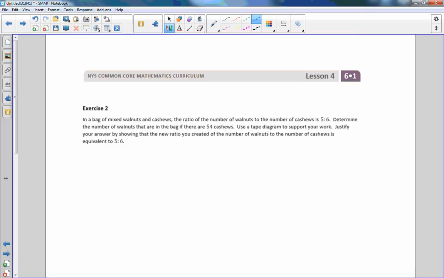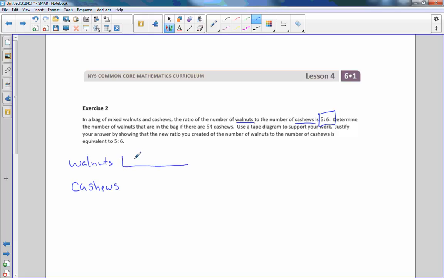Exercise 2. In a bag of mixed walnuts and cashews, the ratio of the number of walnuts to the number of cashews is 5 to 6. Determine the number of walnuts that are in the bag if there are 54 cashews. Use a tape diagram to support your work. Okay, so we're talking about walnuts and cashews. So I write the word walnuts, and I write the word cashews. The ratio is 5 to 6.